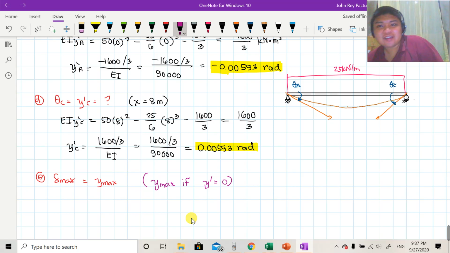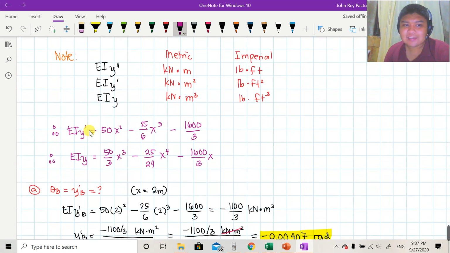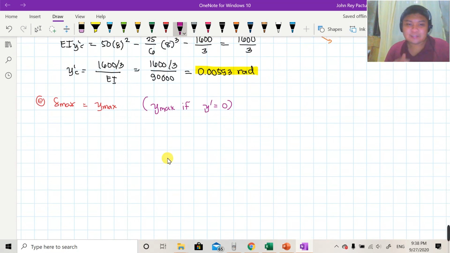So, ganun class ang gagamitin natin. So, therefore, ang gagawin mo lang, yung slope function na derive natin class is i-equate mo lang sa 0, tapos hahanapin mo lang class yung value ng x. And pag nahanap nyo na yung value ng x dito, isa-substitute nyo lang sa EIY para mahanap nyo yung maximum deflection. Okay? So I hope that is clear.